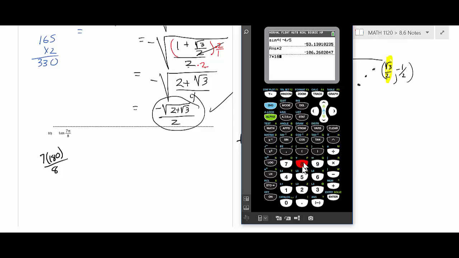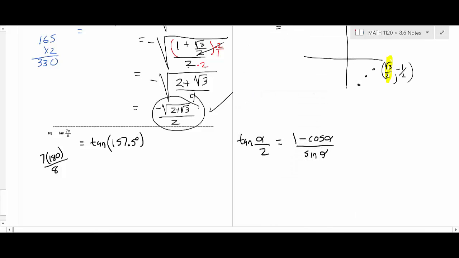I think this is 157.5. If I calculate that out, I just want to make sure. Yeah, that's right. Okay, so let's work with the tangent of 157.5 degrees like that. So that's what we're going to work out using this identity right there.